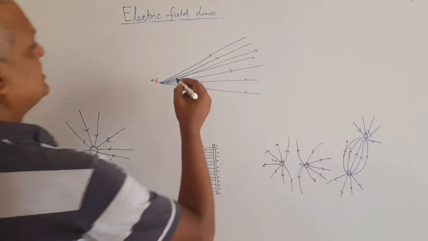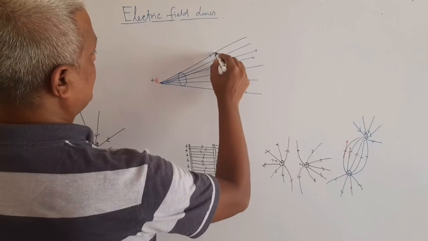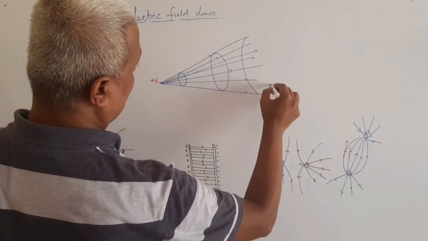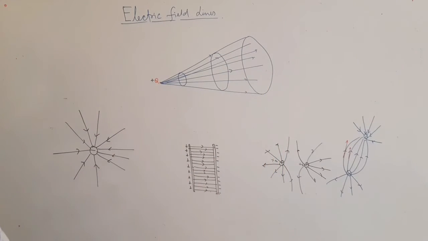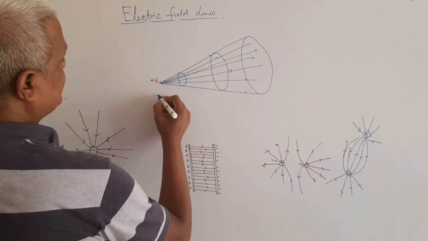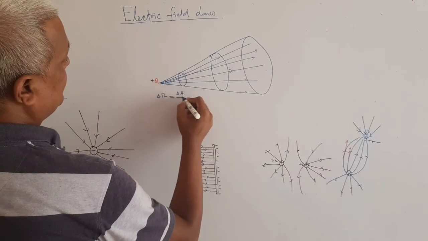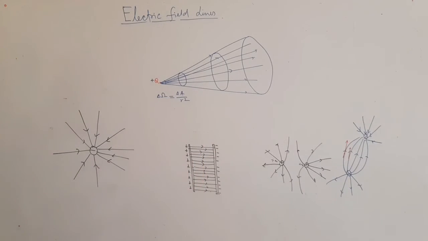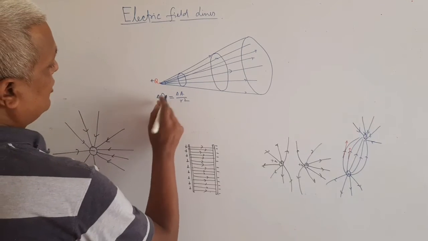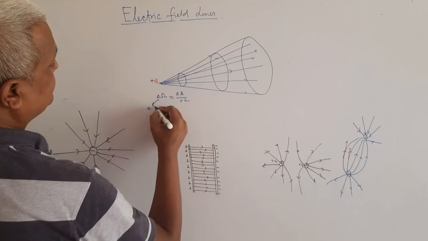Now assume that you have an area element of this size, and of this size. The angle subtended by this is also called the solid angle, and its value is delta solid angle equals the area element upon r square. This is the area of this, this is delta, small d delta. So we call this a solid angle.